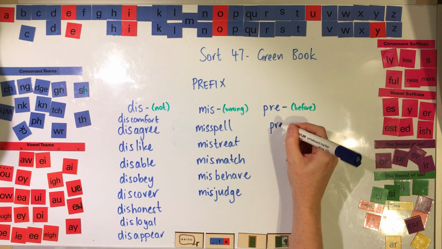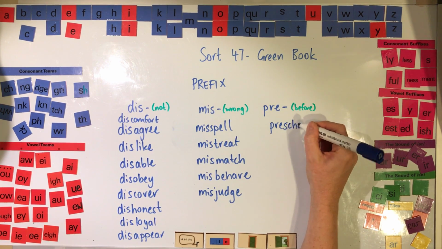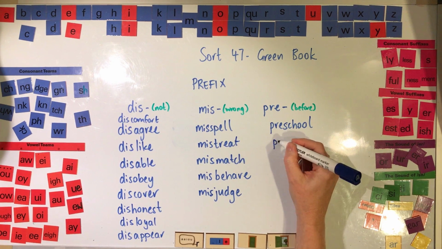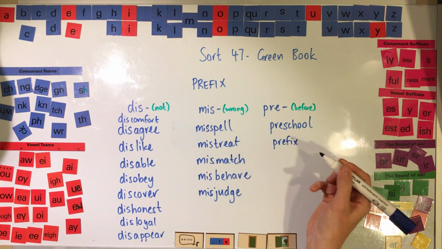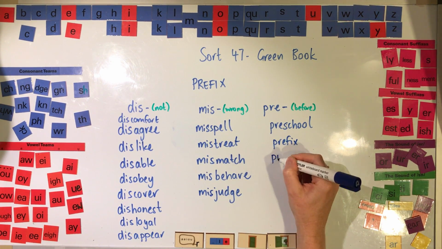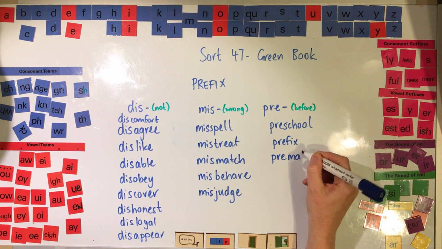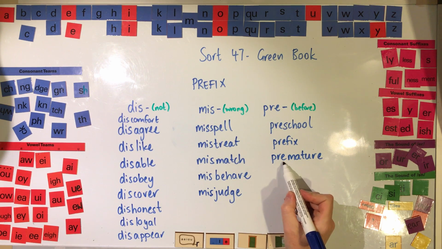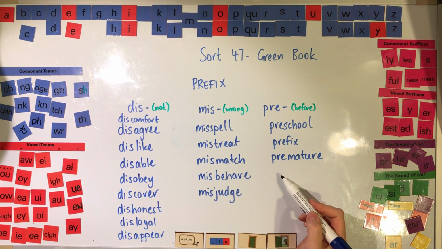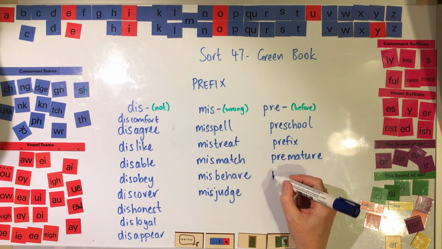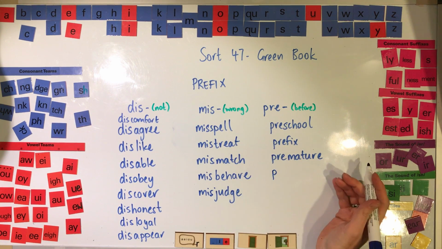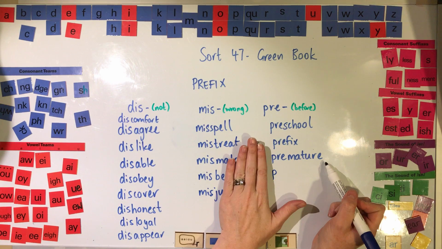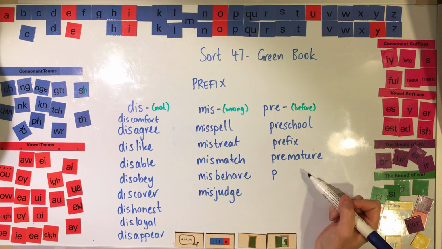Okay, we've got a few pre ones. So we've got preschool, so that means it's the grade before school, usually the grade before year 1. Prefix, as we looked at, goes before, you fix it before the word. Premature. Now, we actually say, in Australian English, we say premature, but it's spelt the same. It means before maturity. So a premature baby is born before it's fully mature in the womb. So it's before maturity.